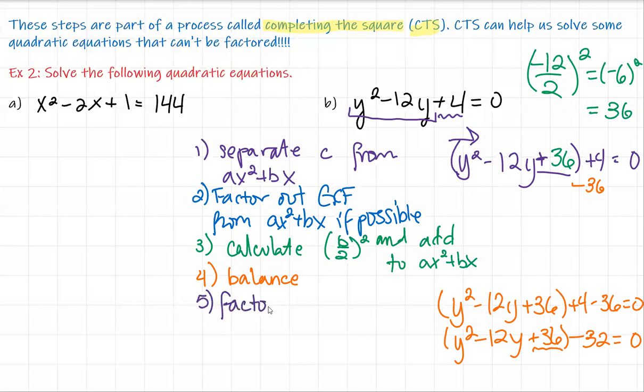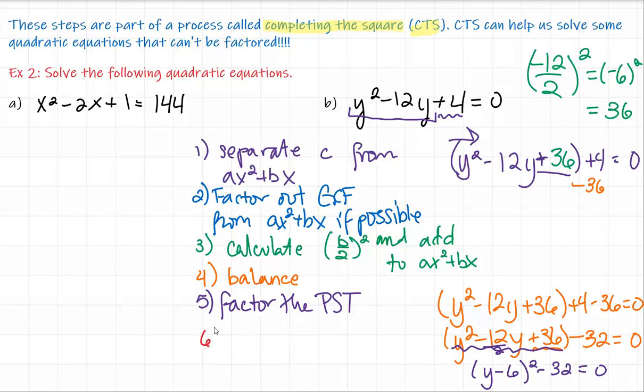factor the perfect square trinomial, PST. This is our perfect square trinomial. That's going to factor to y minus 6 squared, right? Remember, we saw a direct correlation. It's always half of the middle term. Negative 6 is half of negative 12. Minus 32 is equal to 0. And then the last step is to solve.